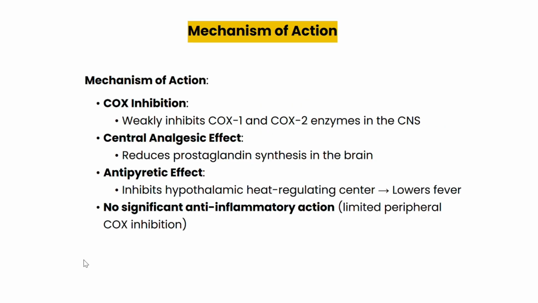So, acetaminophen's mechanism is distinct from NSAIDs. It weakly inhibits COX-1 and COX-2 enzymes, primarily in the central nervous system. By reducing prostaglandin synthesis in the brain, it effectively alleviates pain, the analgesic effect, and reduces fever, the antipyretic effect. However, it has minimal anti-inflammatory properties because it does not significantly inhibit COX enzymes in the peripheral tissues.